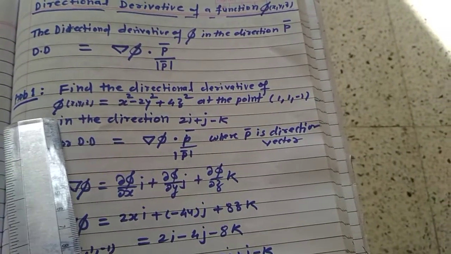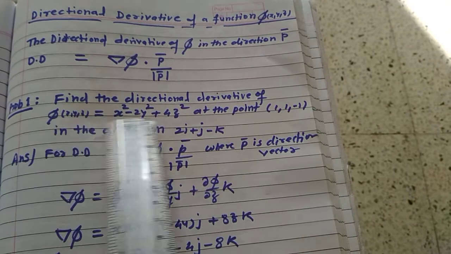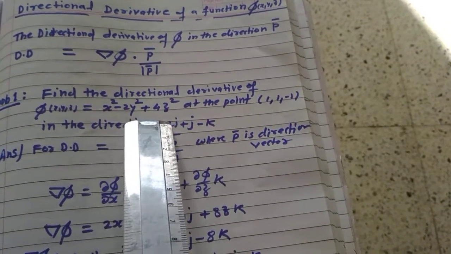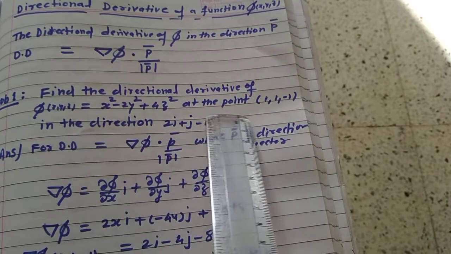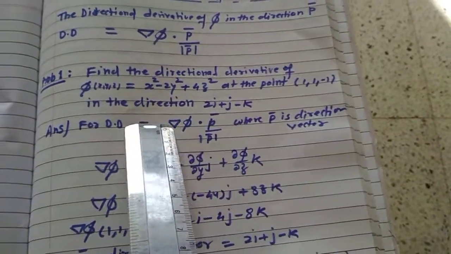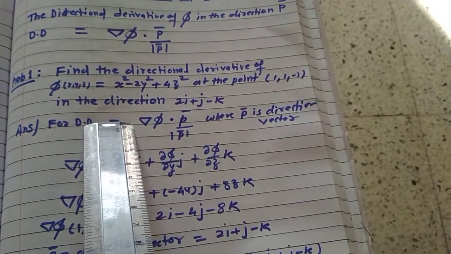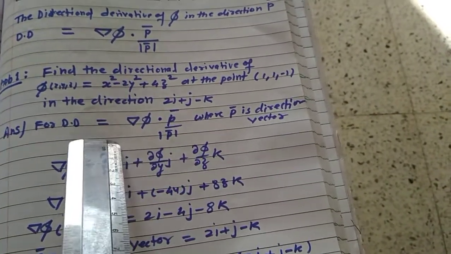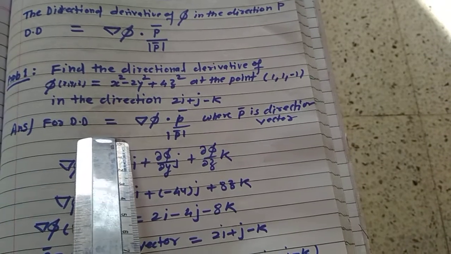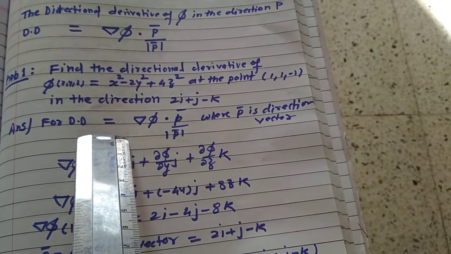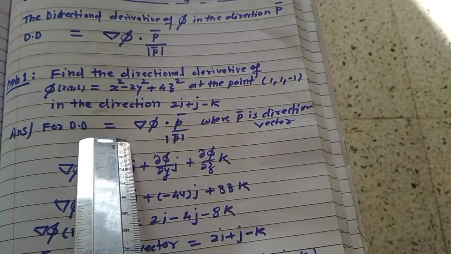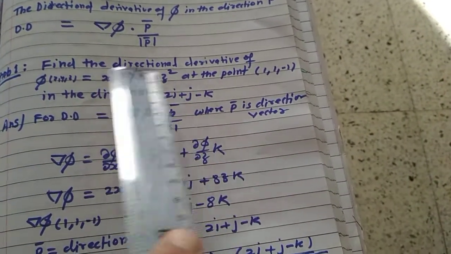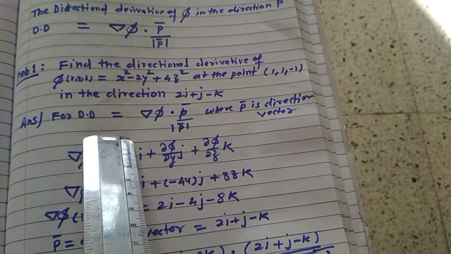Now problem number 1: find the directional derivative of phi equal to x square minus 2y square plus 4z square at the point (1, 1, minus 1) in the direction 2i plus j minus k. When you want to find the directional derivative, three things are most important. First, you must know the scalar surface equation phi. Second, the point, and third, the direction. Everything is given in this problem, so this problem is very easy.